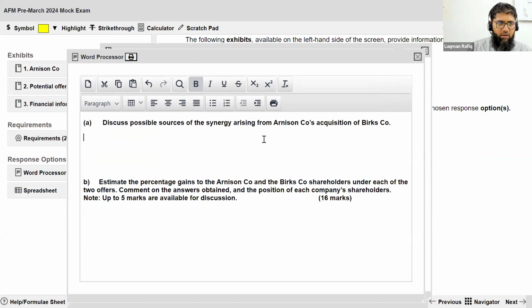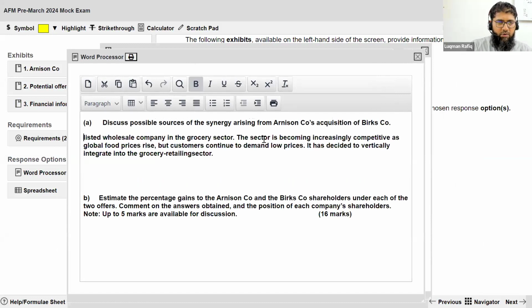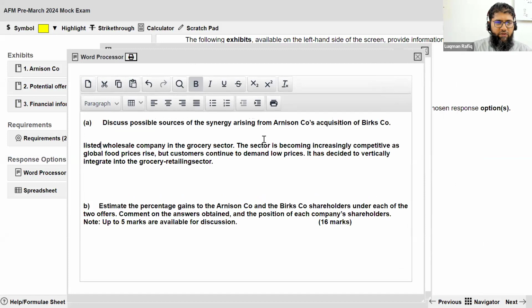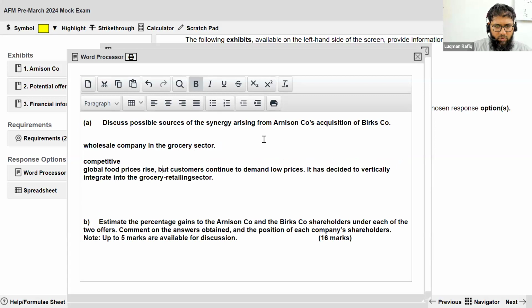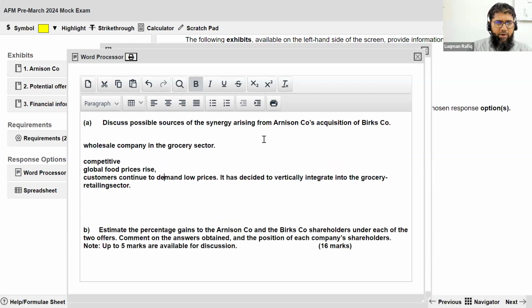I would say it's a listed wholesale company. What is it? The key information here is a wholesale company in the grocery sector. The sector is becoming increasingly competitive. Global food prices are rising. Customers continue to demand low prices.